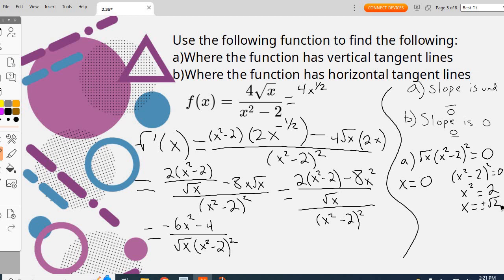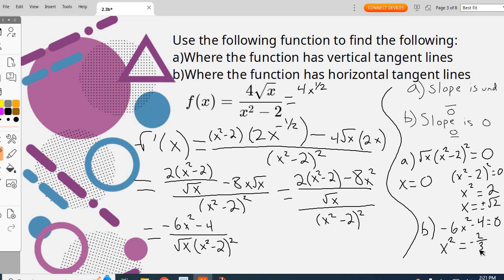Okay? Now for part B, what do we want to do? So the top equals 0. Alright, so I have negative 6x squared minus 4 equals 0. So what do we do? Add 4, divided by negative 6. So we would get negative 2/3. Then what do we do?